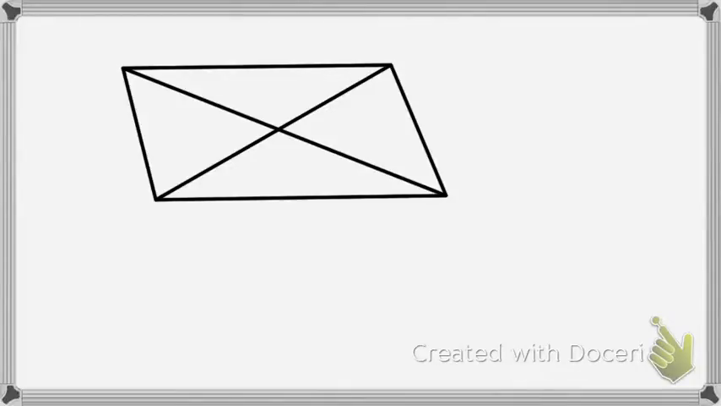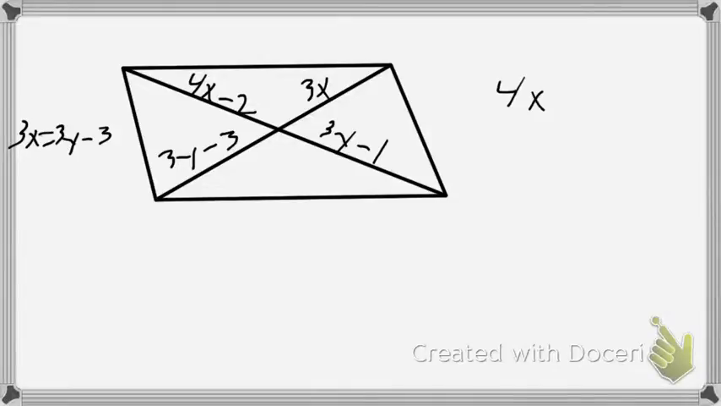So we're good to go. On to number 20. Same general idea. It's really kind of the same problem, except instead of dealing with the angles, we're dealing with diagonals. And we know that because it's a parallelogram, the diagonals bisect each other. That means they cut each other in half, which means that 3y minus 3 equals 3x, and that 4x minus 2 equals 3y minus 1.